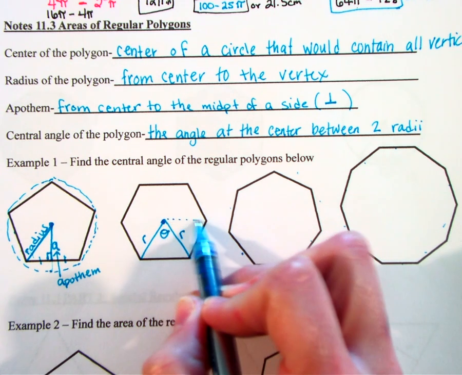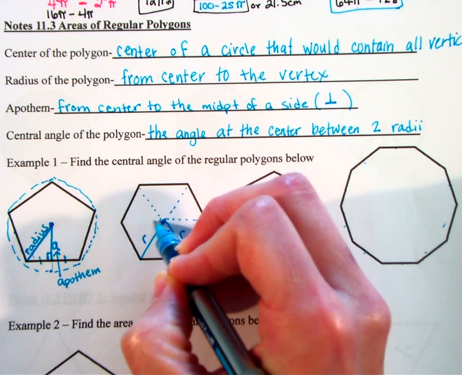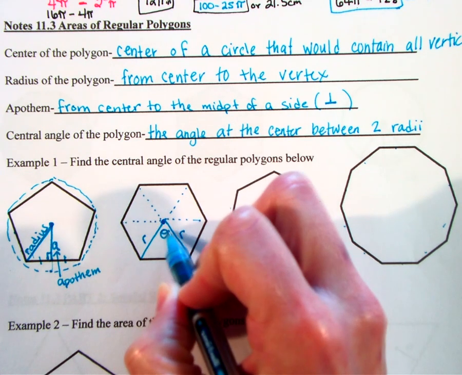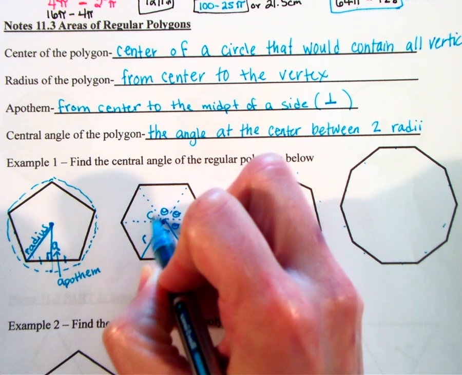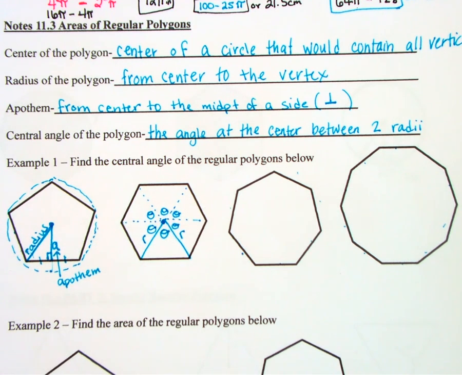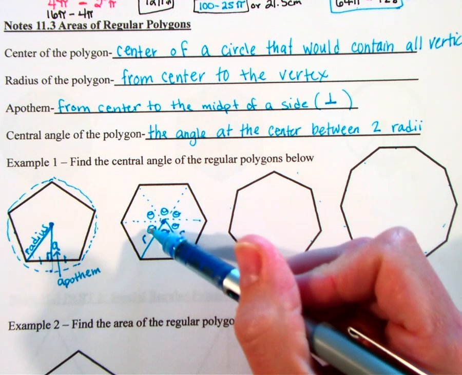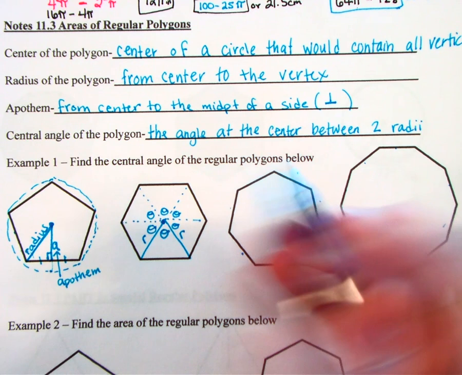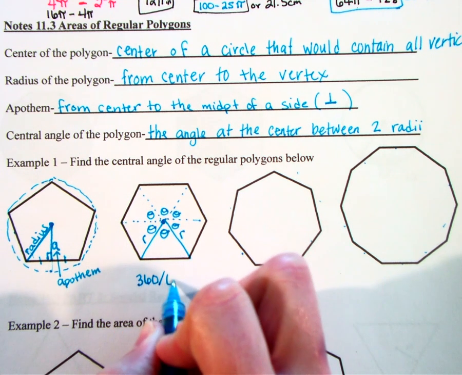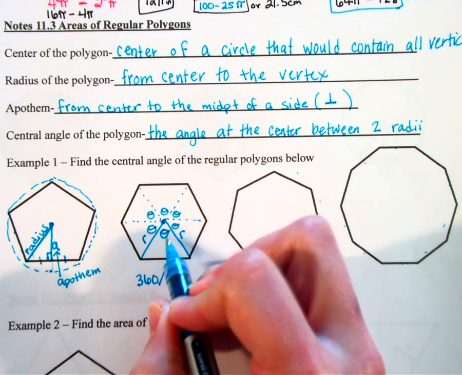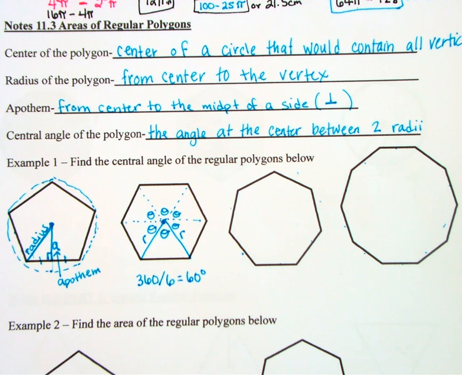Well, if I were to draw each one of these central angles, and remember they're all going to be the same because this is regular, there would be 1, 2, 3, 4, 5, 6 central angles, and all of them together, do you see how those go around to make a circle? So that's 360 degrees. So if you take 360 degrees and you divide it by 6 central angles, you will find that that central angle is 60 degrees. That's the central angle.